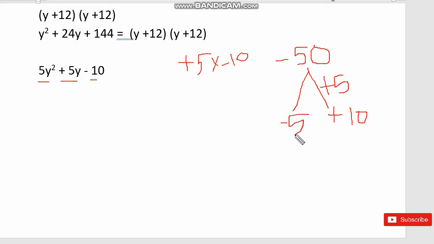Plus 10 minus 5. What do we get? Minus into plus: minus 5 multiplied by 10 is minus 50, and plus 10 minus 5 is plus 5.